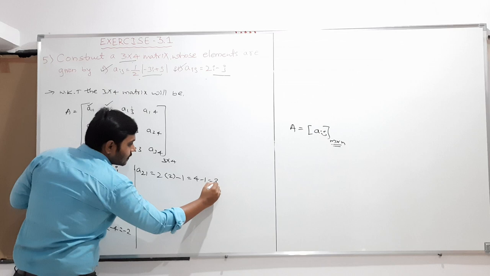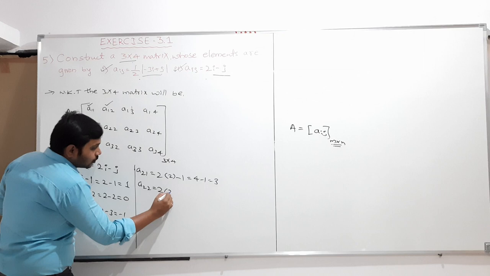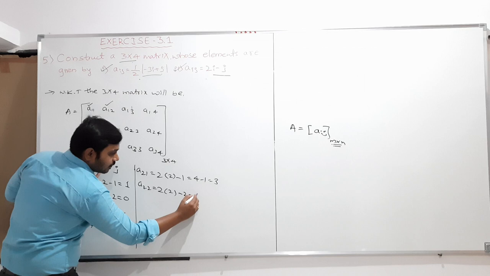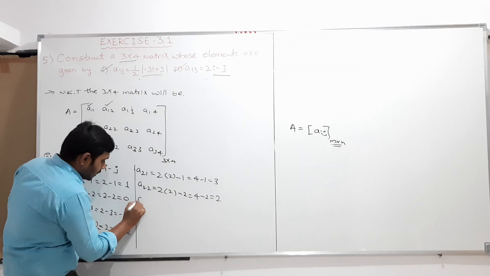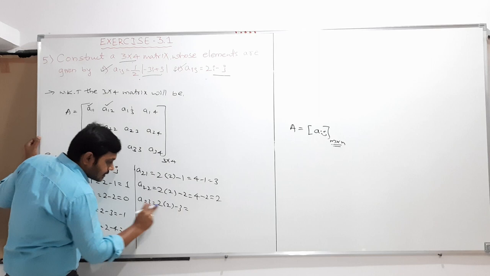And next, A22 is equal to 2 into I, which is 2, minus J value, which is 2. So therefore 4 minus 2 is equal to 2. Clear? And next, A23 is equal to 2 into 2 minus J value, which is 3. So 4 minus 3 is equal to 1.